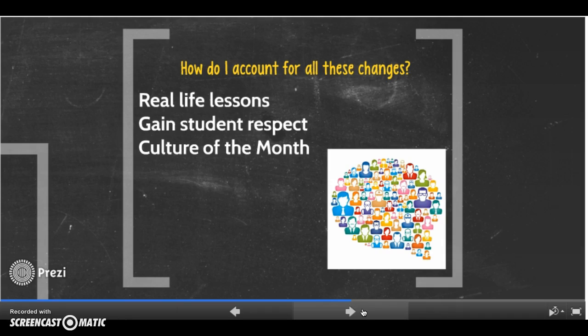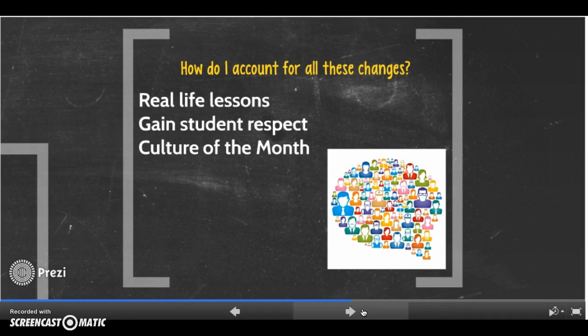And another big thing that you want to do in your classroom is have a culturally aware class. So a way in which I can do this is have a culture of the month. And I was thinking that to keep my classroom culturally aware, I'll incorporate different cultural aspects. I could have a different culture represented each month and take that culture and develop a lesson around it.